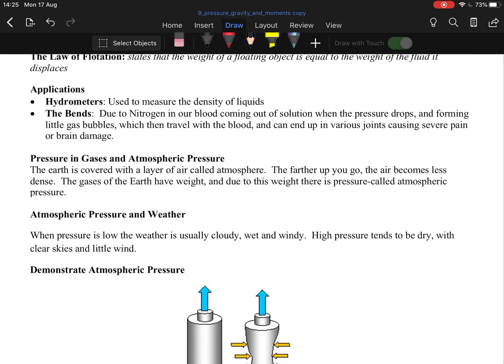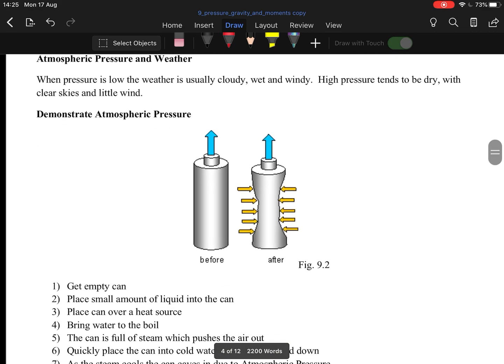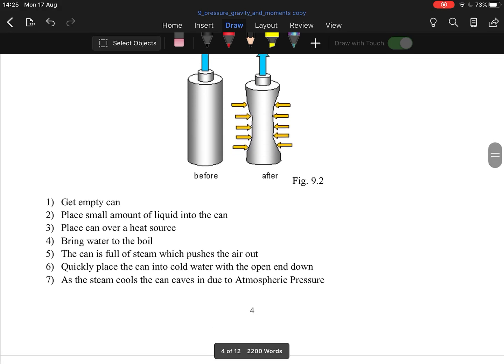Where would you use it? Pressure. This could get asked. Low pressure, bad weather. High pressure, good weather, basically. Yeah, that's kind of it really. Demonstrate atmospheric pressure: the crushed can experiment you saw in junior cert.